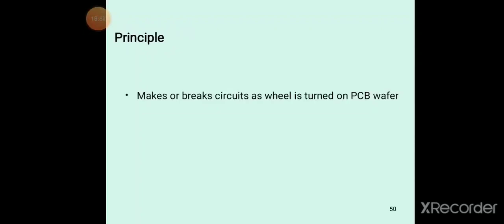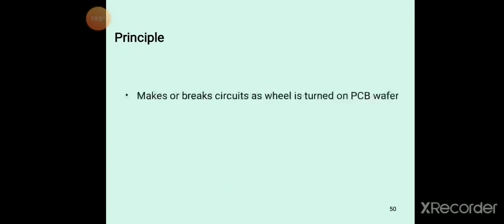Now we see the construction of a rotating thumb wheel switch. What is the rotating thumb wheel type? You can see the thumb wheel switch makes or breaks the circuit as the wheel is turned on the PCB wafer. On the PCB wafer, it acts as a wheel. Depending on the wheel position, the contact will be established.